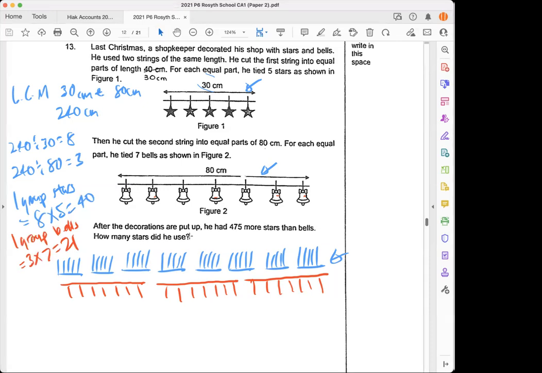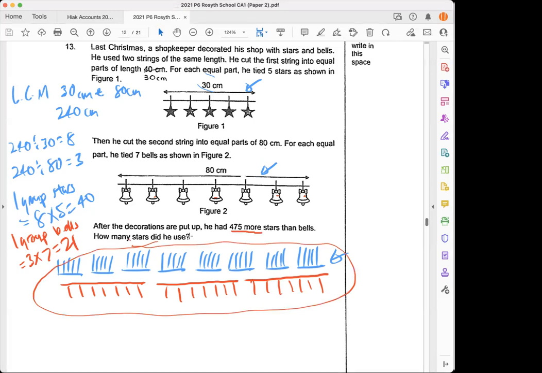Now, if you read the question, it says that after the equation is put up, he had 475 more stars than bells. So the total number of stars compared to the total number of bells has a difference of 475. You know that the stars and bells are organized into groups like this, so there are going to be many groups like this.